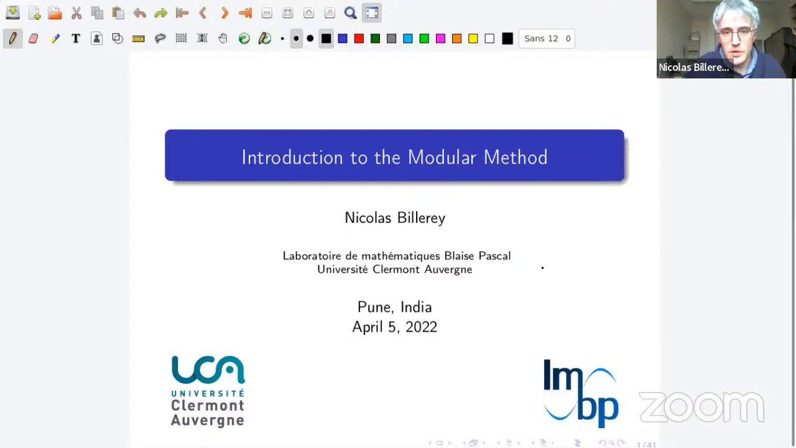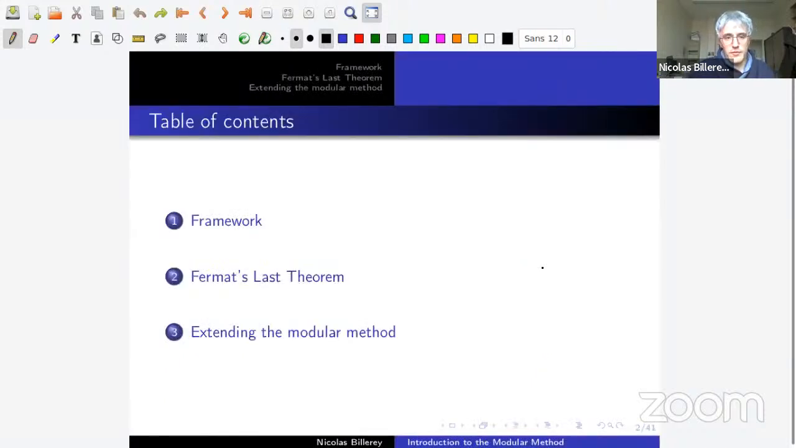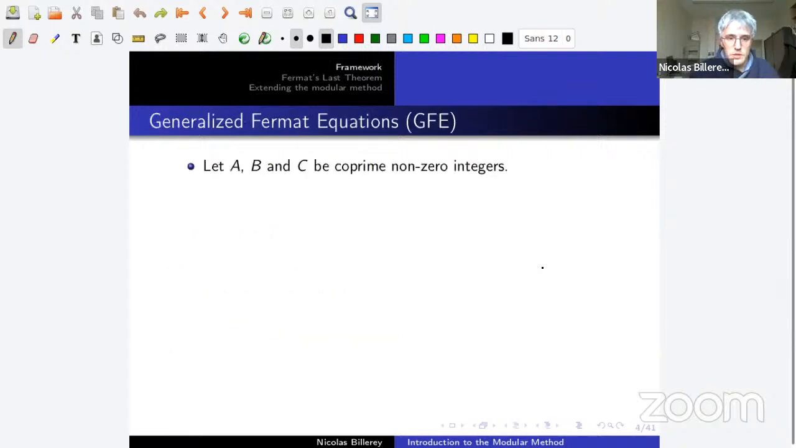So I will be talking today about the introduction to the modular method. So here's the table of contents of my talk. I will first give you some context and terminology and setup. Then I will discuss in detail the proof of Fermat's last theorem. Not all the details, of course, because it's a very long and complicated proof, but I will try to summarize the main steps in the proof. And then I will explain how we can extend these techniques to deal with other equations of Fermat type. So first the framework.